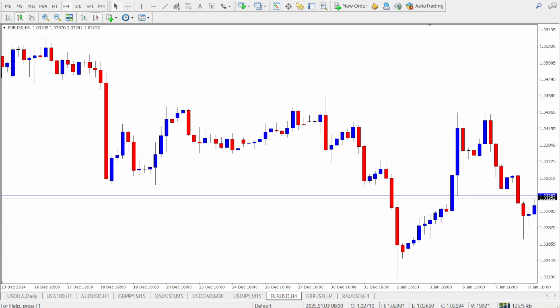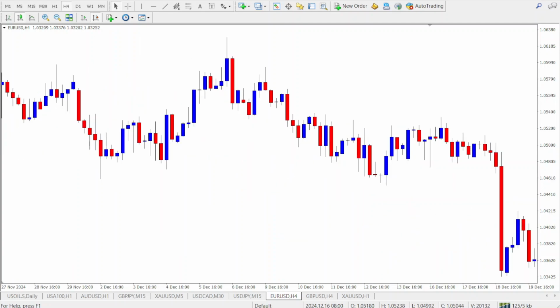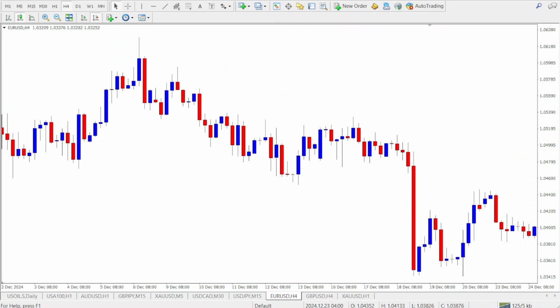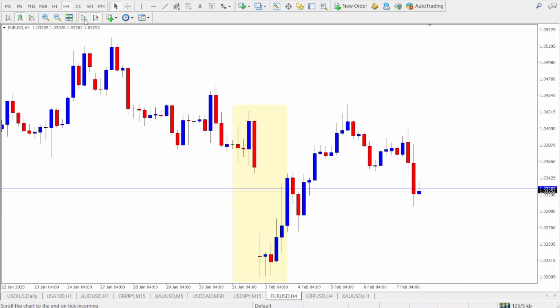Exhaustion gaps are the ones that occur near the end of a trend, and they often get filled quickly. Spotting this can lead to a high probability reversal trade. Now let's talk about how to actually trade gaps effectively. Okay, using this as a case study.